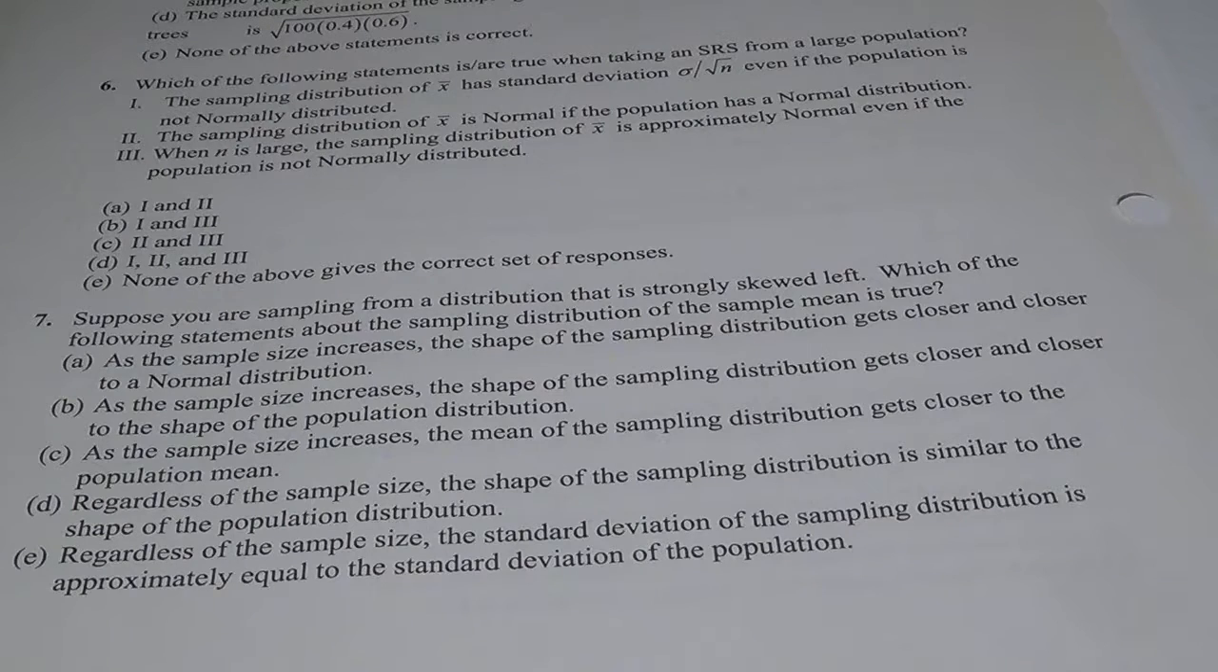Regardless of the sample size, the shape of the sampling distribution is similar to the shape of the population distribution. That's not true. As we've seen, you could start with a very odd shape, and sometimes when the sample size is small, you do not get a shape that matches. Regardless of the sample size, the standard deviation of the sampling distribution is approximately equal to the standard deviation of the population. No, that's not true.